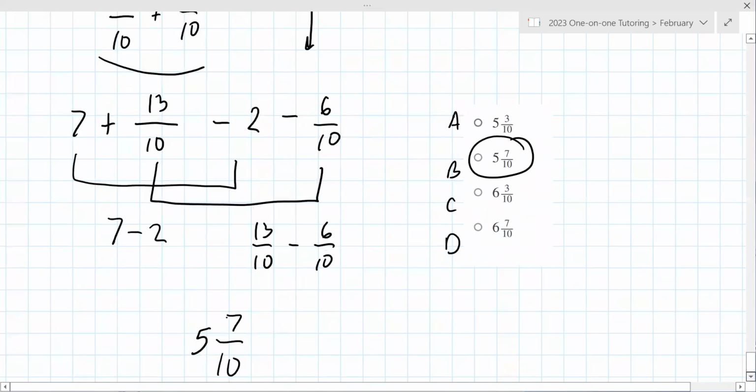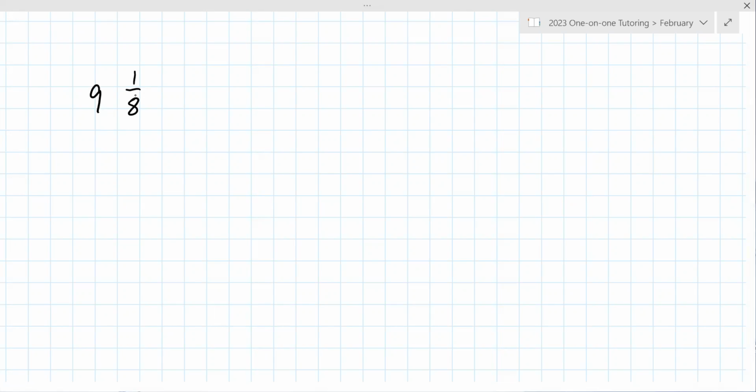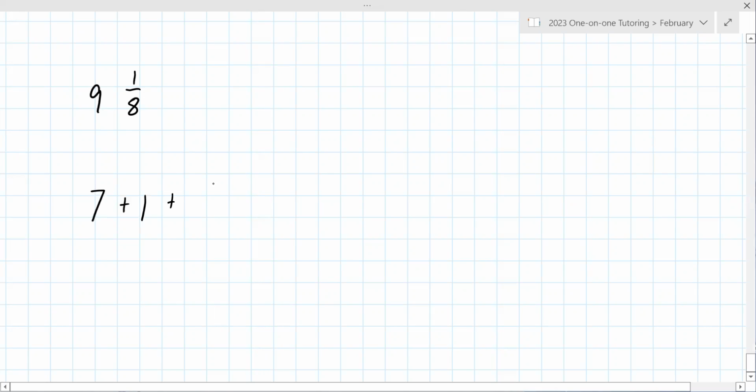Okay, let's do that. Let's say I want you to do 9 and 1/8. I want you to just break this apart the way we've been doing. Okay, I broke it apart. Okay, so it's 7 plus 1 plus 1/8. I want you to add up the 1 and the 1/8. What does that become? 2 over 8. I mean 7 over 8.